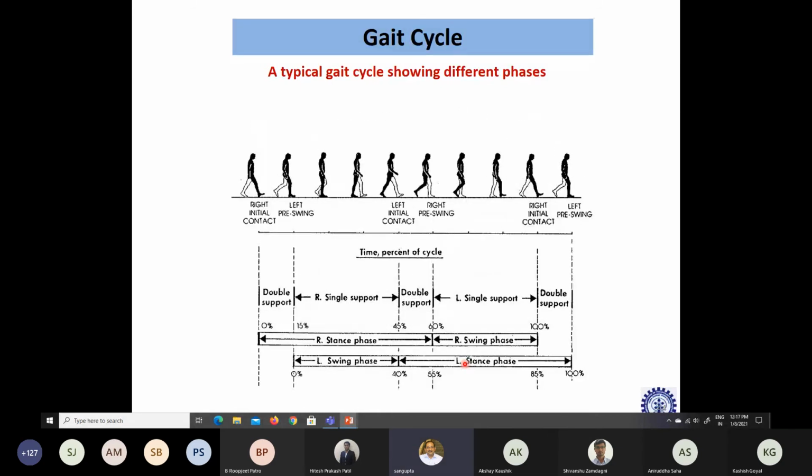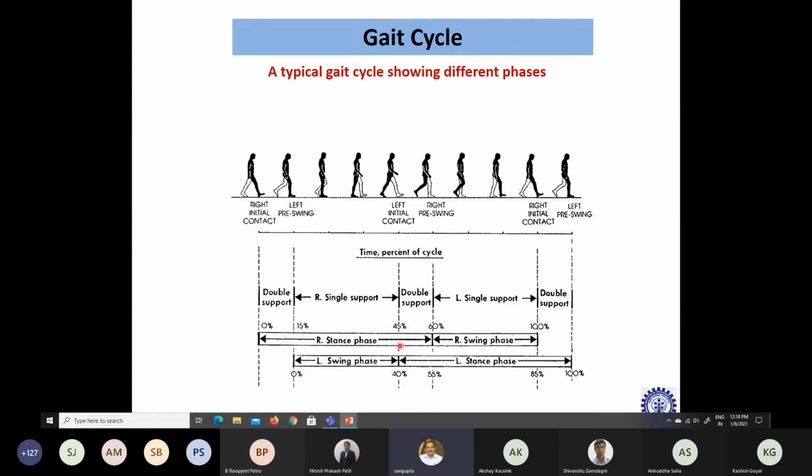Now, a little bit more about the gait cycle. As you can see, the different percentages. Initially there is double support, then right single support. From 0% to 15% is double support, and from 15% to 45% of the cycle it is right single support. So the right leg is more active in the whole walking cycle. Then from 45 to 60% of the gait cycle you have double support. Then left single support, where the left leg takes more load up to 100%.